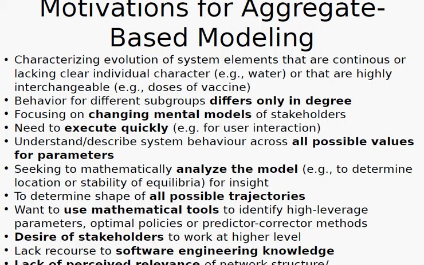If you want to analyze system behavior across different values of parameters, and you want to mathematically analyze the model for location or stability of equilibria, and how those depend on model assumptions and parameters, there ain't nothing like an aggregate model for doing that. If you want to determine the shape of all possible modes of behavior of this model, you're not going to do that with an agent-based model. You're going to run it with different values of parameters, whereas with an aggregate model, you might be able to summarize that behavior for ranges of parameters very crisply, ruling out certain types of behavior and classifying the types of behavior that are possible.